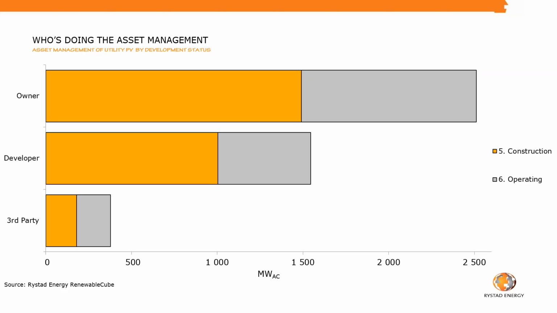It's important to note that Australia is at the very early stages of asset management, with majority of utility PV coming online within the last 18 months. And it'll be interesting to see how this chart changes over the next 2 to 3 years as we start to move into that asset management phase of the asset's life cycle.